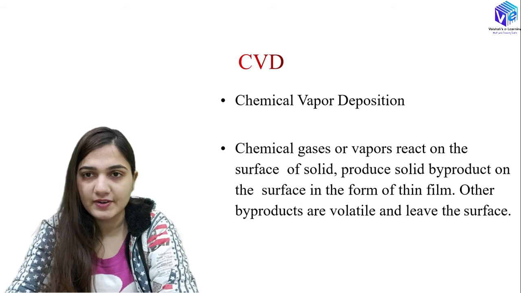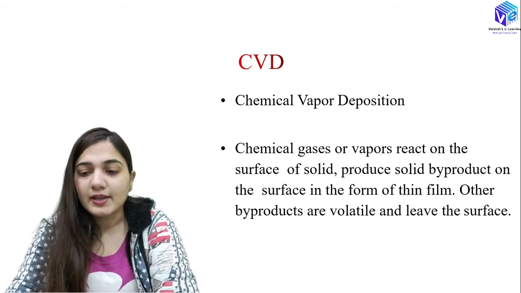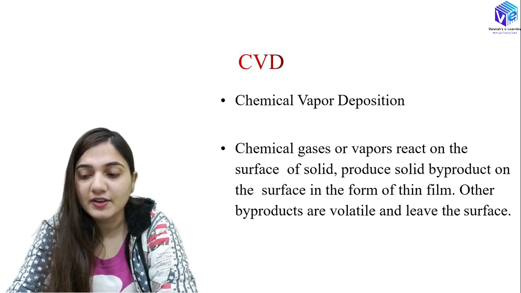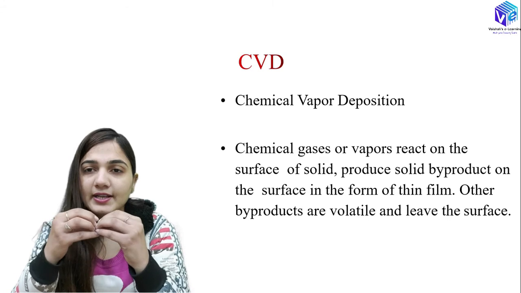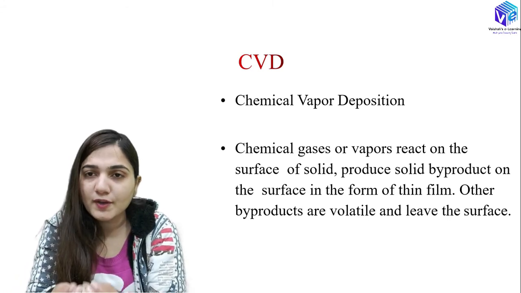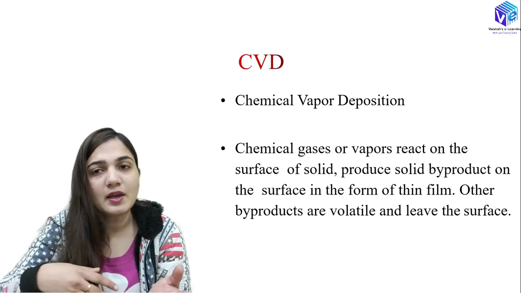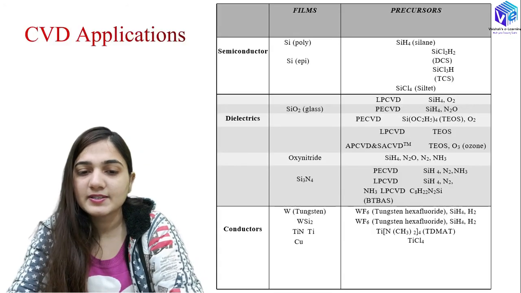Okay, now coming to the CVD. CVD stands for chemical vapor deposition, that we all know. So chemical gases or vapors react on the surface of the solid and produce a solid byproduct on the surface in the form of a thin film. Other byproducts are volatile and thus they leave the surface. So when two gases come, they react, they form a solid output, okay, which goes and deposits as a thin film, and we can have some other byproducts as well which are volatile and they leave the surface. Okay, so this is basically my CVD.